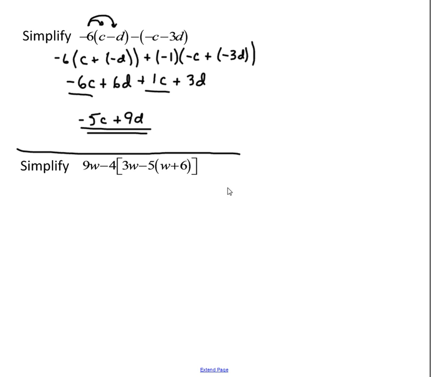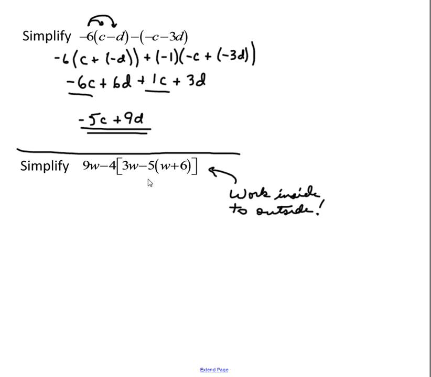All right, but what do we do with this monster down here? Well, it's not as bad as you think. Make sure, though, if you have parentheses within parentheses, that you always work from the inside out. So work inside to outside. All right, so right here, 9w minus 4 times the quantity 3w minus 5 times the quantity w minus 6.